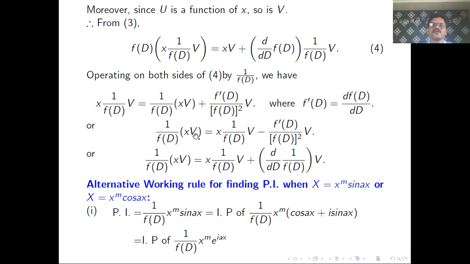And further we can write the result for this one statement, 1 upon f of D x into v is equal to, you see this term on LHS. So there you will get x into 1 upon f of D v minus this term there, f dash D upon f of D its square, operate v on it. And further, this first term on LHS remains as it is, and this quantity, this v also as it is. This quantity is nothing but what?